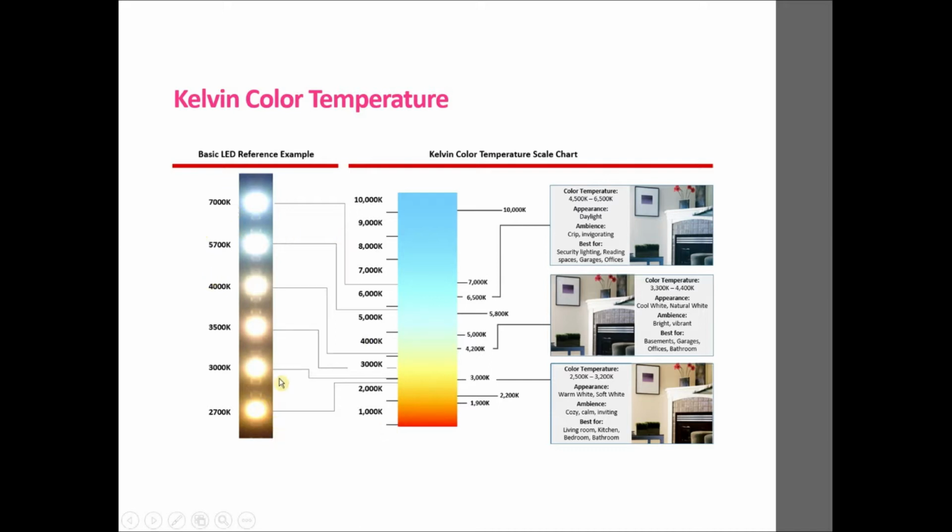Any sort of, I prefer, but again, it's everyone's personal preference, 3,000 Kelvin bulbs in any other application besides a work light or security lighting, reading spaces, garages, and offices. These color temperatures, 2,500 to 3,200, just give a nice, warm, calm, inviting light. So look at the video, see what bulb you like, and you can make your decision for yourself.